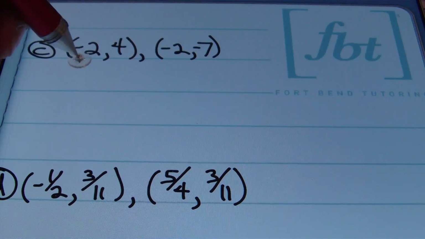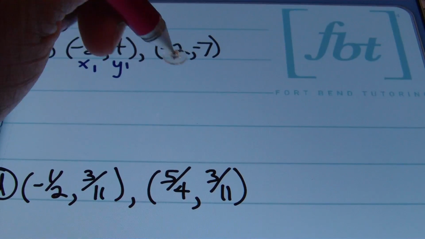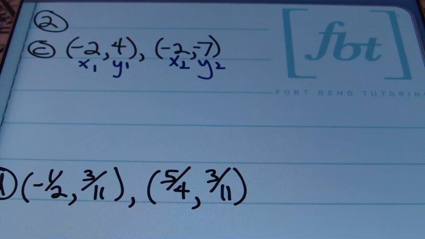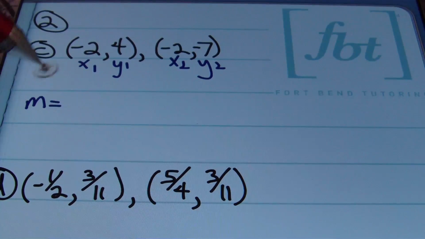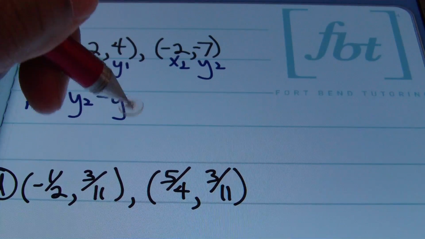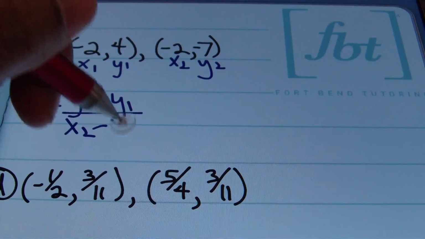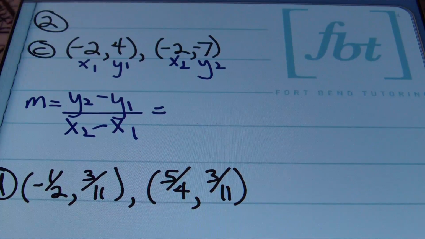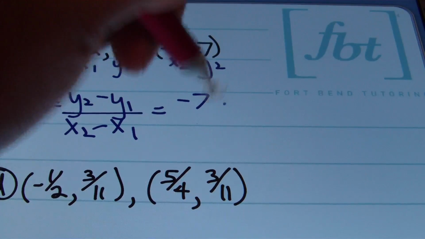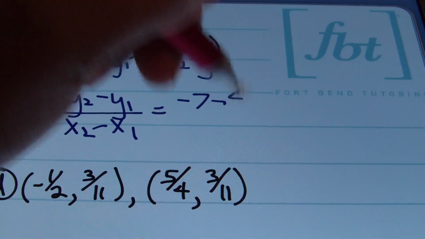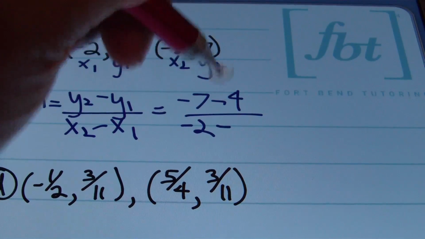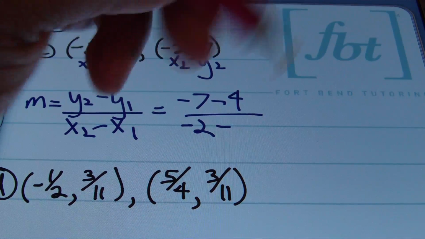So we'll start with labeling x1, y1. We have our second point labeled as x2, y2. Those are some ugly 2's, but we're going to be okay. And then, using my slope formula, we're going to always write it out. m equals y2 minus y1 divided by x2 minus x1. And then we're going to plug in our values here. We'll end up with our y2 value being -7 minus my y1 value of 4, all divided by the second x value, which is -2, minus the first x value, which is also -2.